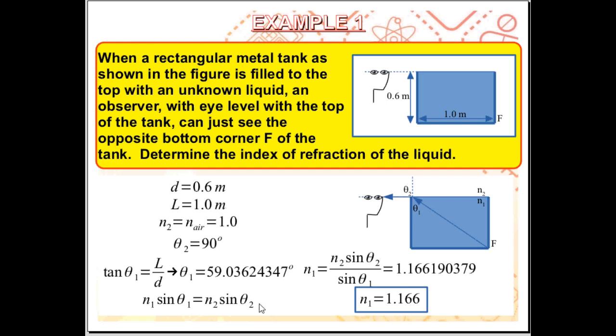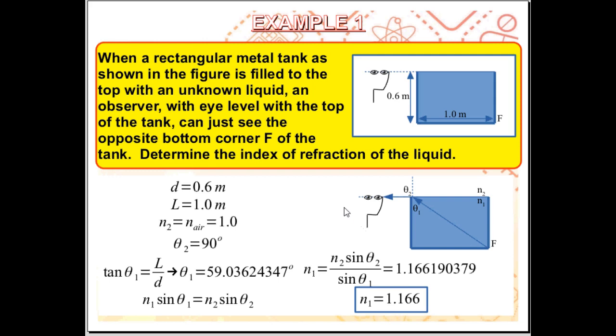The only unknown is N1, the index of refraction of the unknown liquid. So isolating and plugging in the values that we know into the equation, we are able to calculate the index of refraction N1, the index of refraction of the unknown liquid. N1 is equal to 1.166.